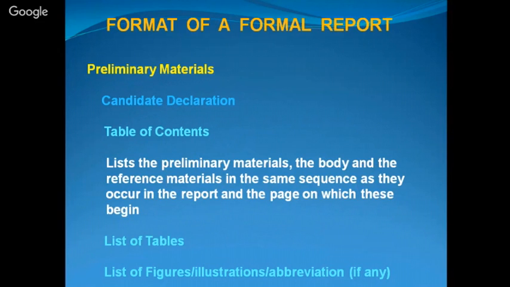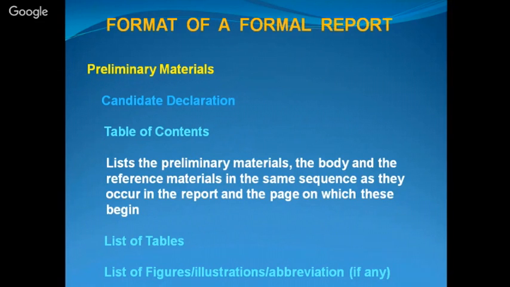and in which you will include the list of preliminary material. उनको आप Roman numerals में डालेंगे, the body and the reference material in the same sequence as they occur in the report, and the page on which these begin. Then you will also include a list of tables. All tables which you have prepared in the thesis or dissertation or the report, you will arrange. Okay. So say table 2.1.